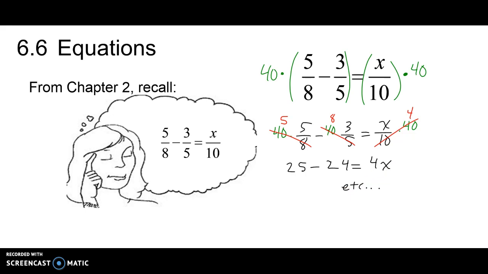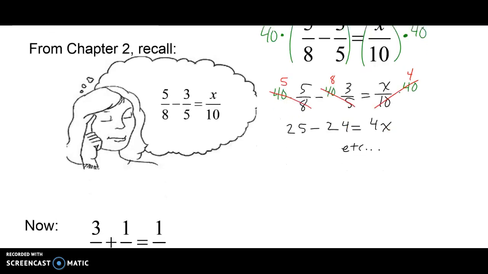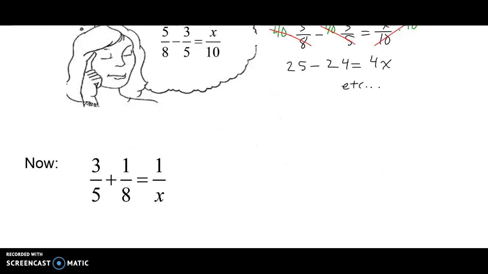So that technique that we used for that sort of a problem will work here in Chapter 6, because really the only major difference is that in the problem I've just looked at, the denominators were all numbers. Compare it to this problem here, where one of the denominators has a variable in it. But the same basic idea will apply. You can multiply both sides by the common denominator, and that will clear out the fractions.